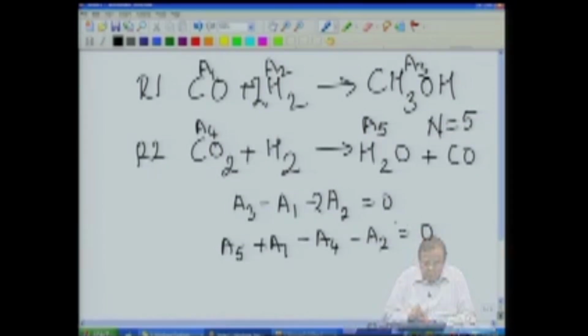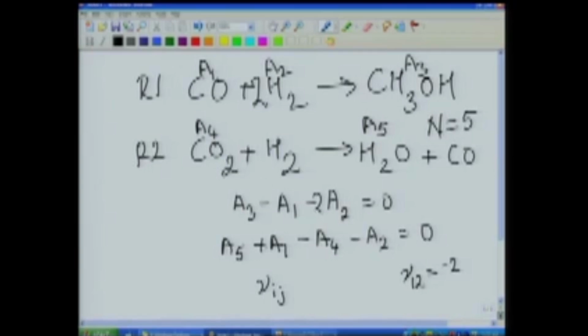Now, what have we done? We have stoichiometric coefficients for all the species A1, A2, A3 for the first reaction, and stoichiometric coefficients for all the species in the second reaction. So, now I am going to define my stoichiometric coefficient nu ij as the stoichiometric coefficient of species j in the ith reaction. So, for example, if I am looking at nu 1 2, that is the stoichiometric coefficient of my second species, which is hydrogen, in the first reaction, that is minus 2. Similarly, I can define it for all other species.